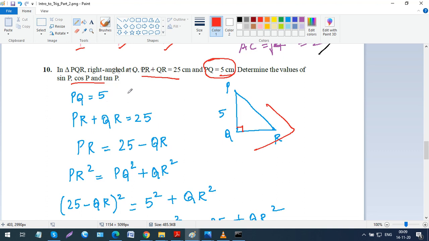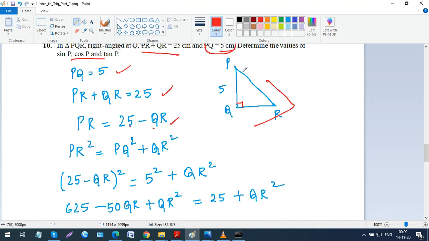PQ is 5, it's given. PR plus QR is 25, that's also given. So PR could be written as 25 minus QR, isn't it? I've just moved the QR to the other side. Now PR is actually my hypotenuse, right? So PR square is equal to PQ square plus QR square. PR is 25 minus QR, so I use 25 minus QR, the whole square. PQ is 5, given, so that's 5 square. QR we don't know, so we keep it as QR square.